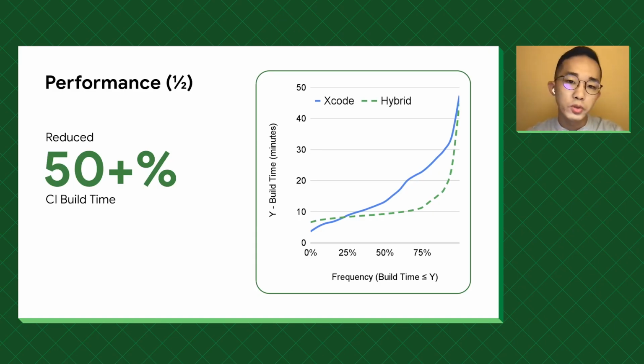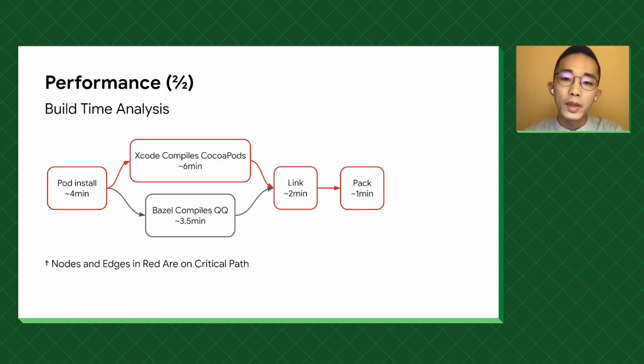It's also worth pointing out that, as we are using the hybrid build, CocoaPods are still built by Xcode. The build time analysis shows that it is now the most time-consuming part of the whole process, and Bazel only needs a fraction of the time to build way more code. We started to ship Bazel builds in August, and this migration is a huge win.